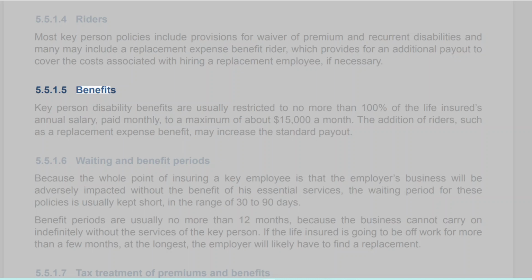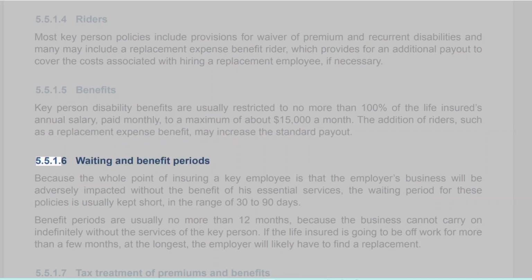5.5.1.5 Benefits. Key person disability benefits are usually restricted to no more than 100% of the life insured's annual salary, paid monthly, to a maximum of about $15,000 a month. The addition of riders, such as a replacement expense benefit, may increase the standard payout.